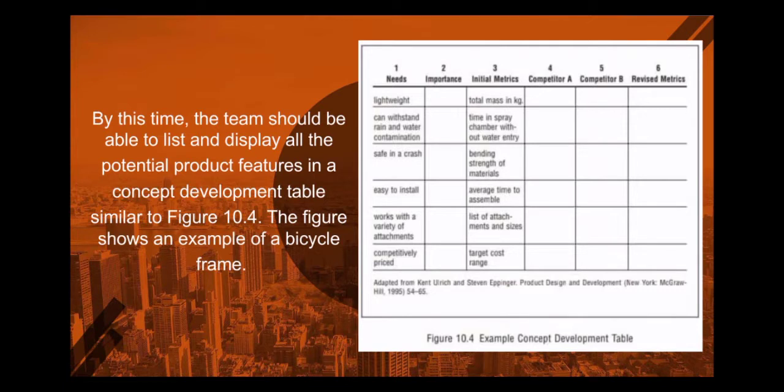Also, the target cost range is determined by starting with the target prices and deducting an acceptable margin. Columns 4 and 5 list the metrics for the major competitive products. By comparing the initial and competitive metrics with the importance rating supplied by the market, adjustments may need to be made in column 6. The final revised metrics are the output of the concept development and testing phase.